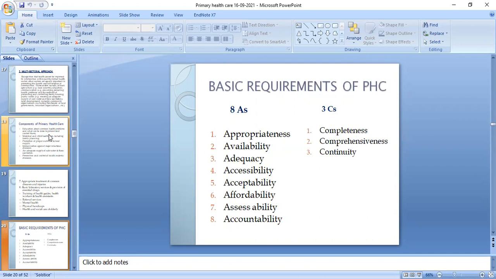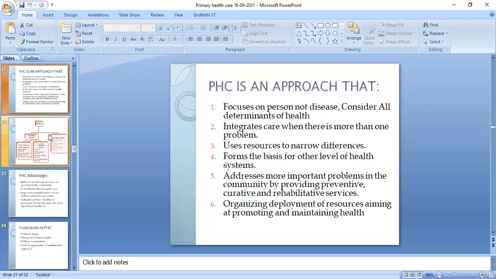completeness. Completeness refers to that all healthcare facilities, for example, diagnostic, curative, preventive, and rehabilitative services should be given, and comprehensiveness and the continuity of services, that the services should be available whenever they are required.